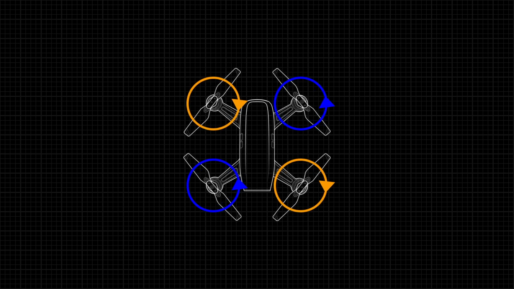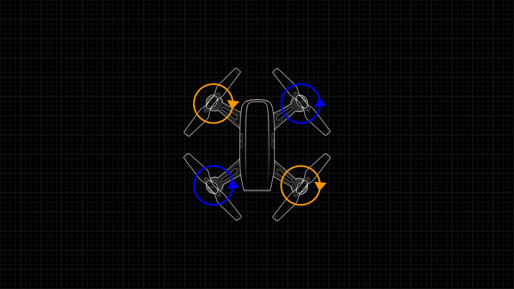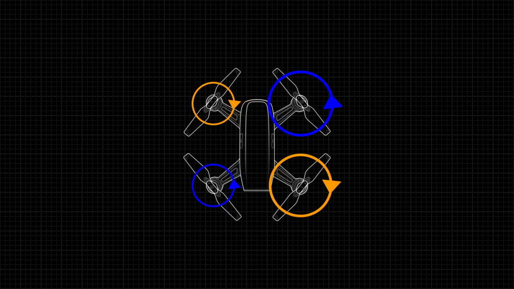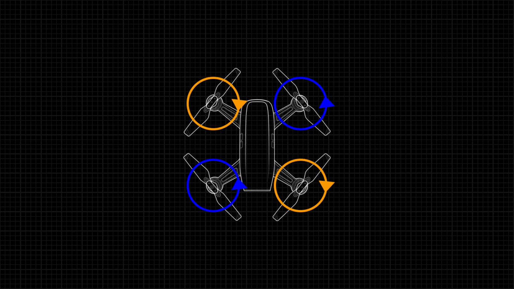The throttle of the drone can be controlled by increasing or decreasing the RPM of the propellers, effectively going up and down respectively. The roll of the drone can be controlled by increasing or decreasing the RPM of one side of motors relative to the other side, effectively moving the drone left and right respectively.